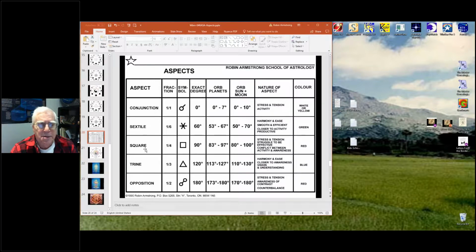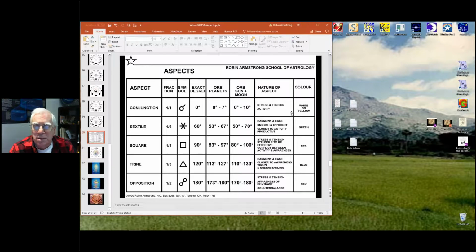Okay, and then if the sun or the moon is involved in the aspect, you allow 10 degrees. So it jumps from 170 to 180 for an opposition, instead of 173 to 180, or it jumps from 80 to 100 for a square instead of 83 to 97. It's just that extra 3 degrees. The conjunction is the same way, 0 to 7. If it's the sun or moon, it's 0 to 10.